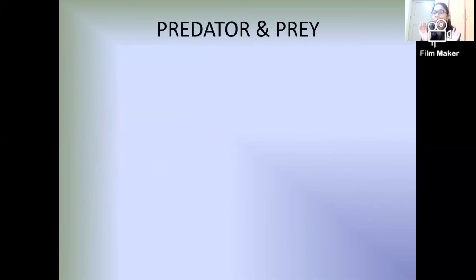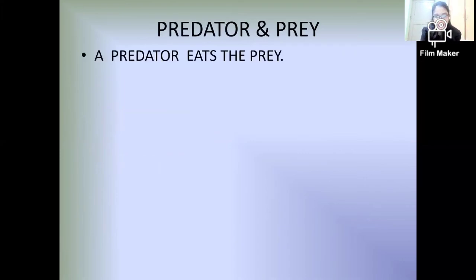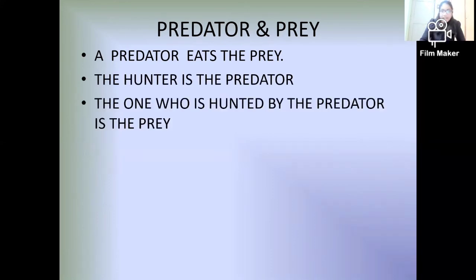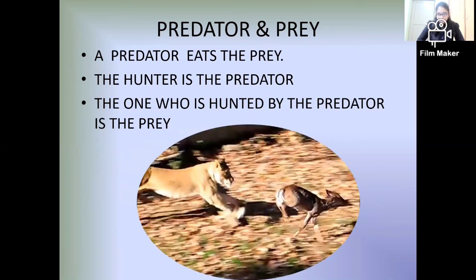Now let's learn about predator and prey. I was constantly using these two words. So a predator eats the prey. Now what's a predator? Something that eats a prey. What's a prey? Something that is the food of a predator. Now the hunter is the predator, and the one who is hunted by the predator is the prey.